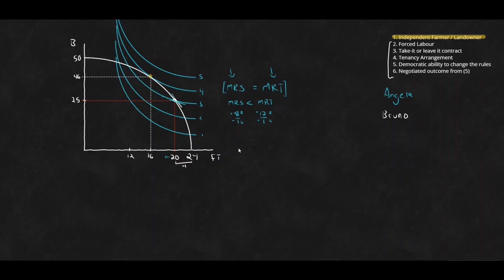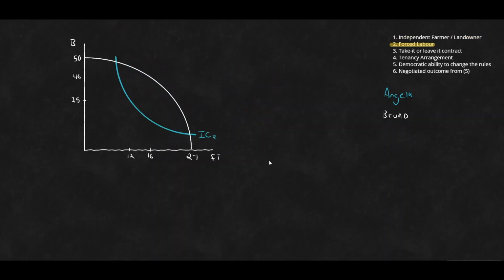By getting to indifference curve 4, she is the best off she could possibly be. She has 16 hours of free time, that is, she works for 8, and she produces 46 bushels of wheat. So that's our first case scenario, when you just have the owner taking care of it and maximizing based off of what they own. Let's take a look at another situation. Let's introduce Bruno now, and let's take a look at forced labor. So let's clean up and reevaluate.